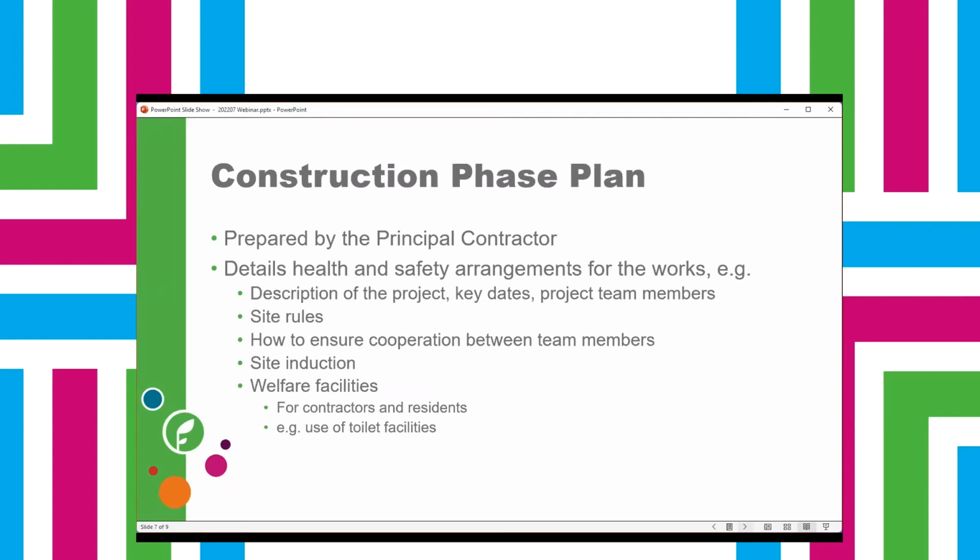The construction phase plan is the next bit of the project. This is prepared by the contractor, and it basically details the health and safety arrangements for while the works are in place, including things like welfare facilities. So both for the residents, in terms of what happens to the toilet if you're adapting a bathroom, and also things like welfare facilities. So where does the contractor have his lunch, for example?